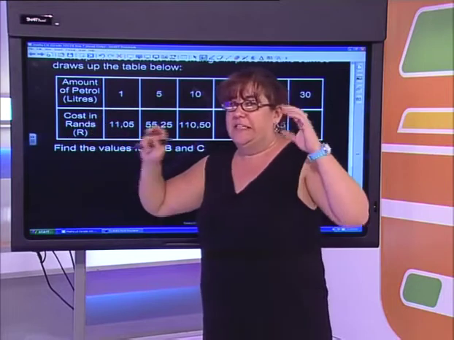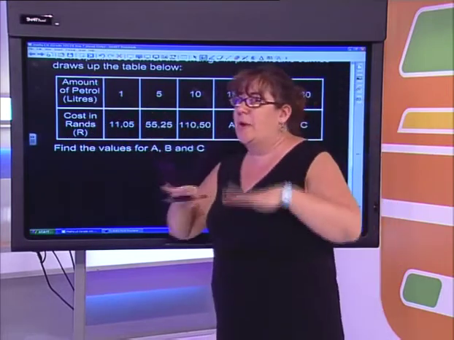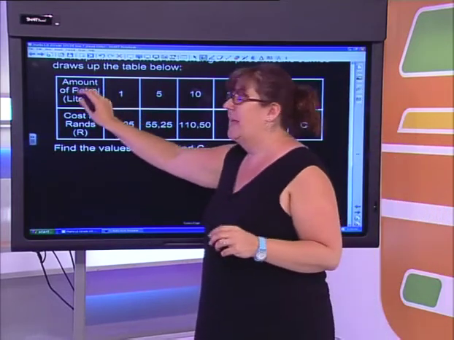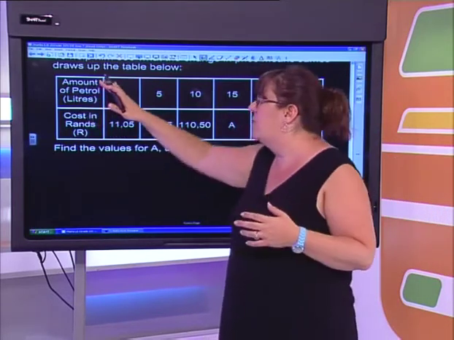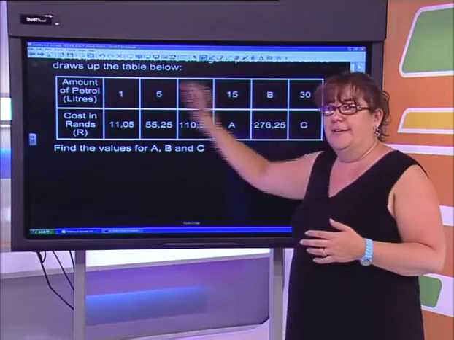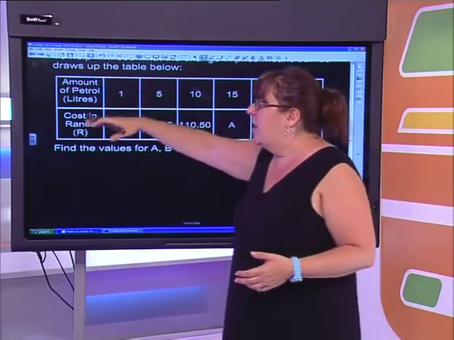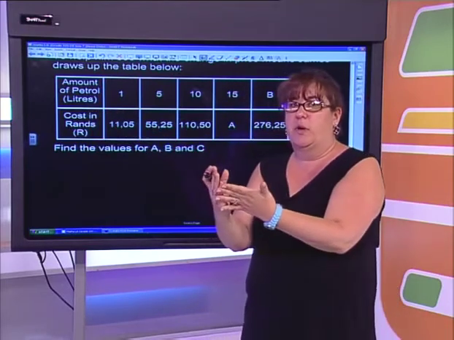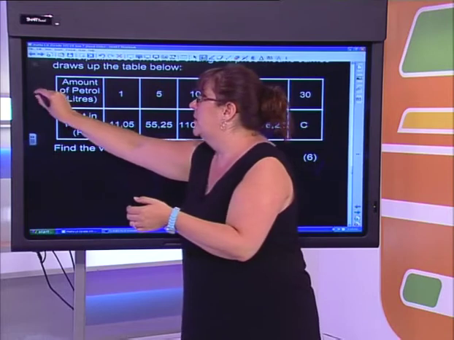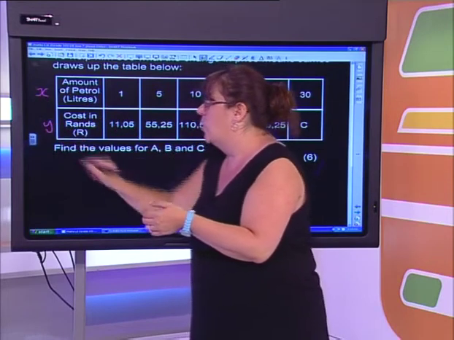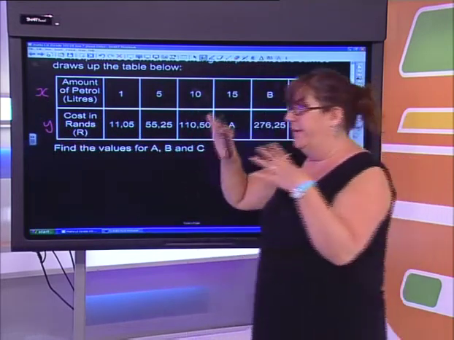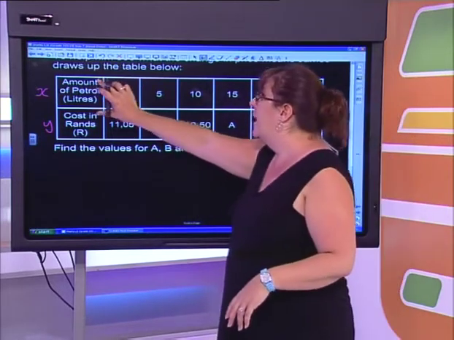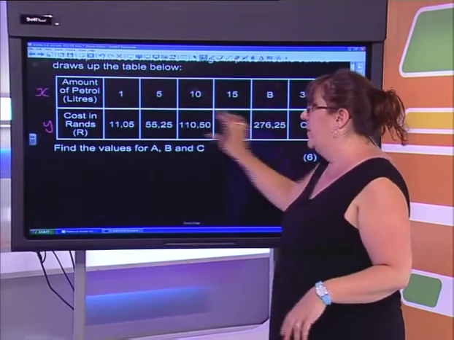Now, this is a little hint and clue. The first one is always the independent variable. It's what we can change: we can change the number of litres that we're looking at. The cost is directly related to how many litres I talk about. So I always say the first is X and the second is Y. That's just a little clue. First is always the independent. We're changing that and we're getting an answer.